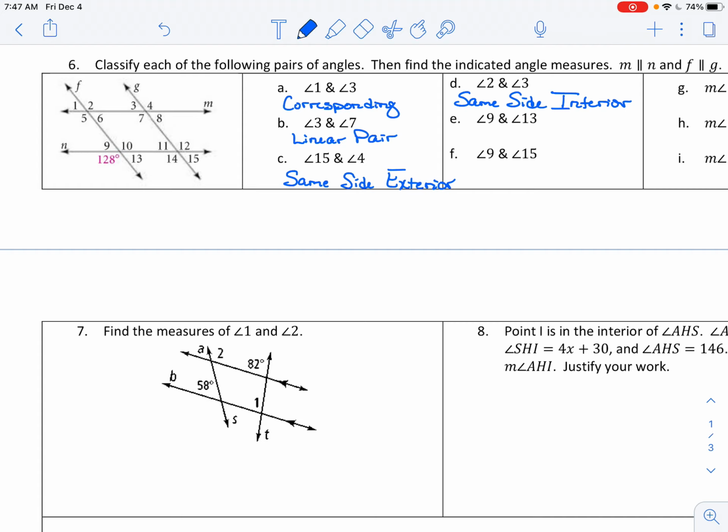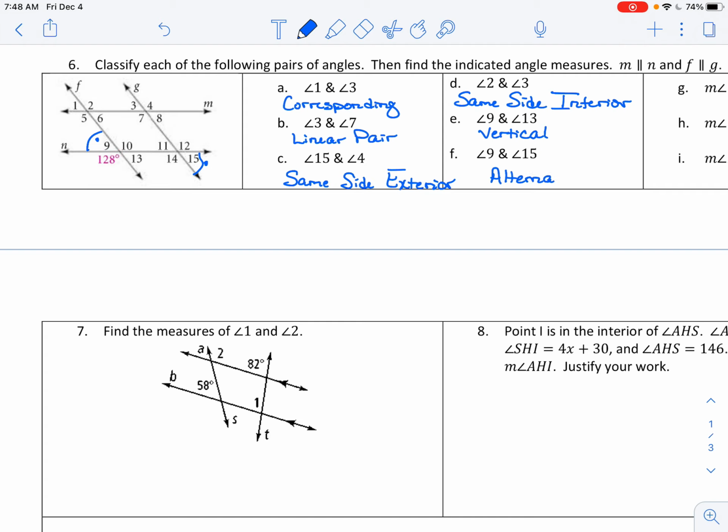9 and 13 is next. 9 is here, 13 is right across from it. When you are right across from another angle, you are vertical with it. Those are vertical angles. And then 9 is getting paired with 15, which is over here. So 9 is in the top left, 15 is in the bottom right. There's nothing in common with those.